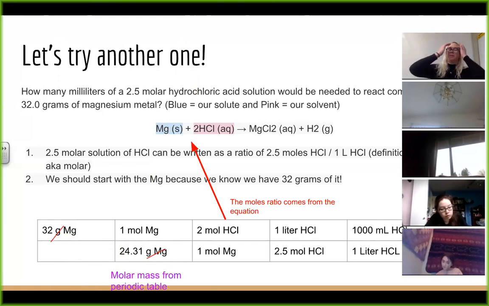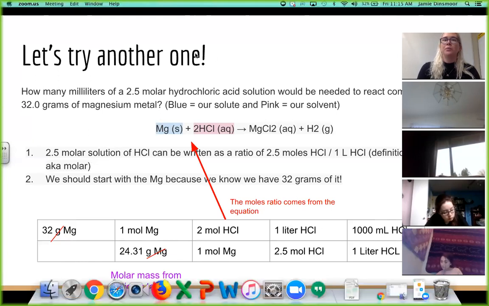Now we're going to use a concept that we used when we did limiting reactant, right, which is that the equation tells us the ratio of moles to moles. So for every 1 mole of magnesium, right, because it doesn't have anything in front of it, we need 2 moles of hydrochloric acid.